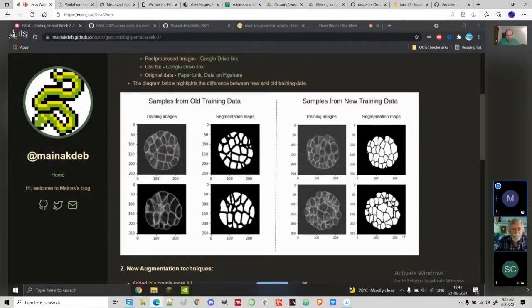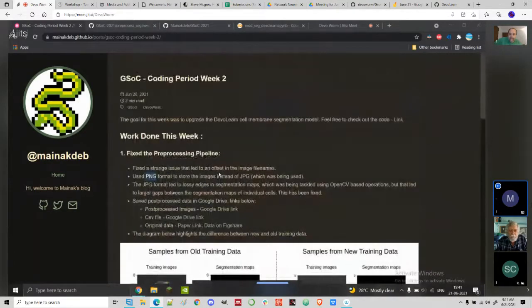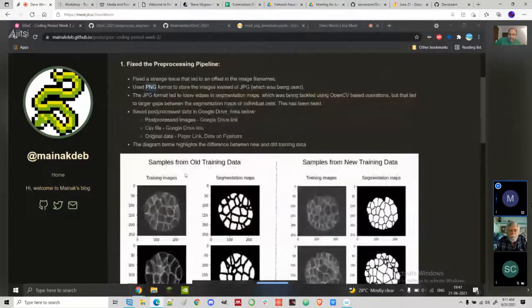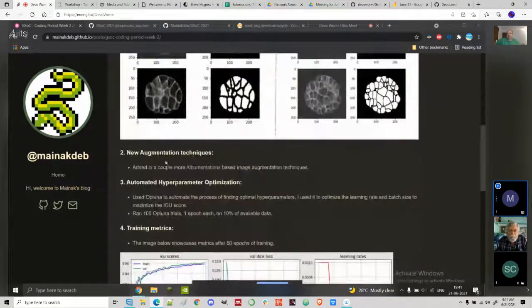The segmentation maps are nearly perfect except for the resizing. I guess the resizing is absolutely important, so that actually has to be done, but except for that, there is no loss of data. So that was the first step in improving the model. And then the second step was to add a couple more augmentation techniques.